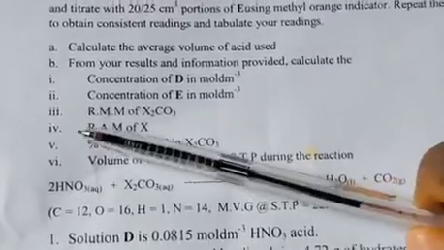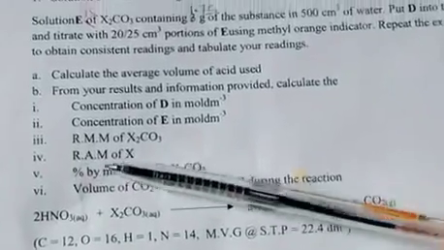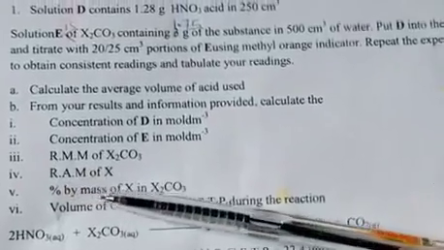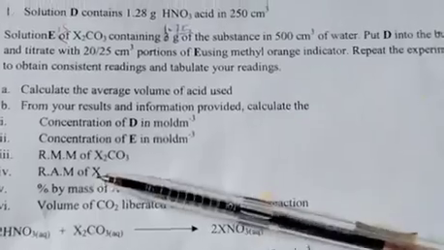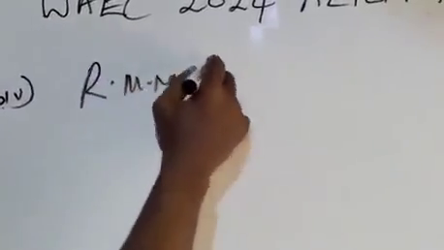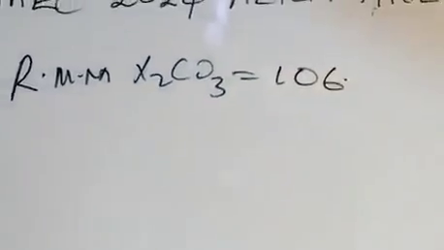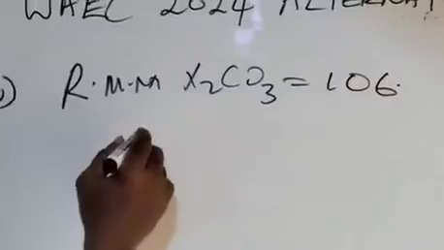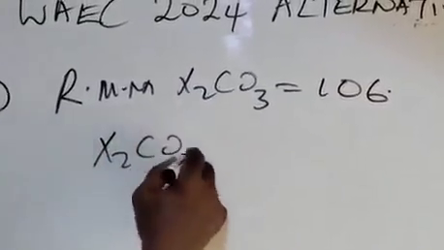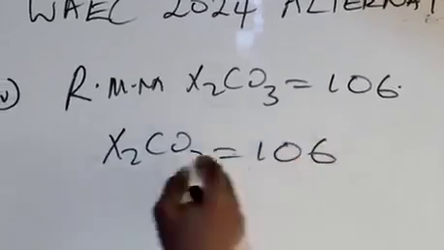So question IV says find the RAM of S. RAM means relative atomic mass of S. So let's go to the board. Since in question BII, the relative molecular mass of this compound S2CO3 is 106, we now equate this compound S2CO3 to 106 and then look for the value of S.